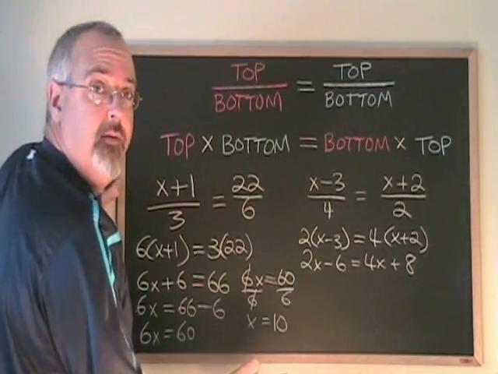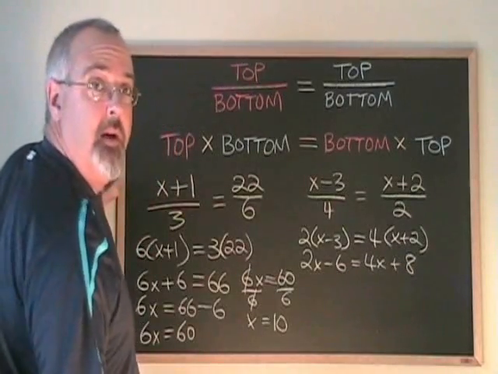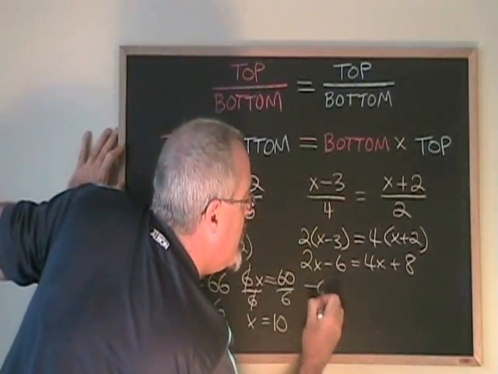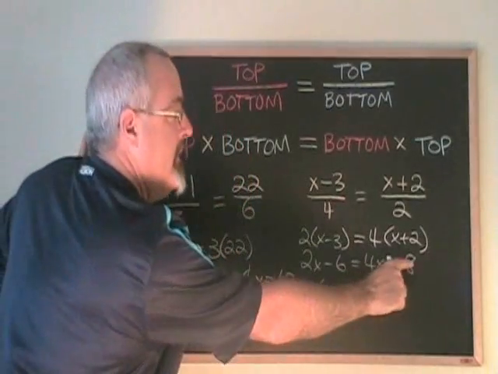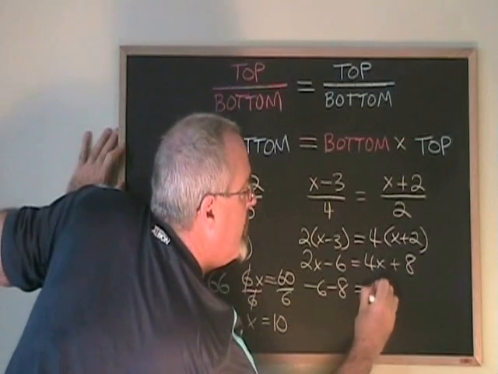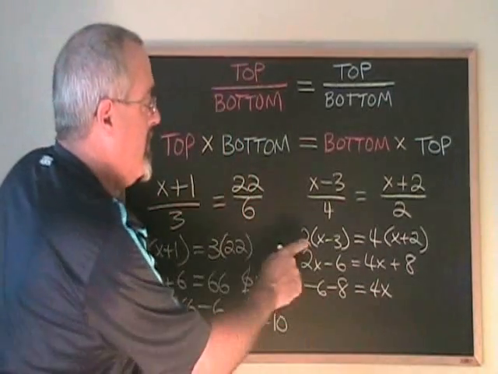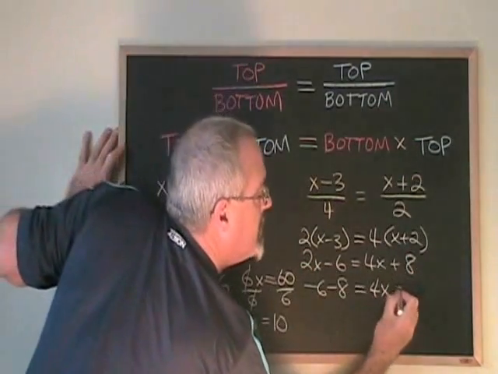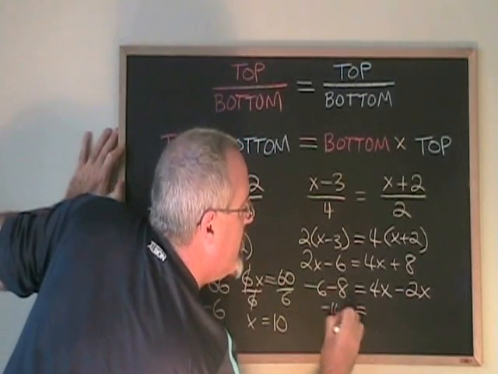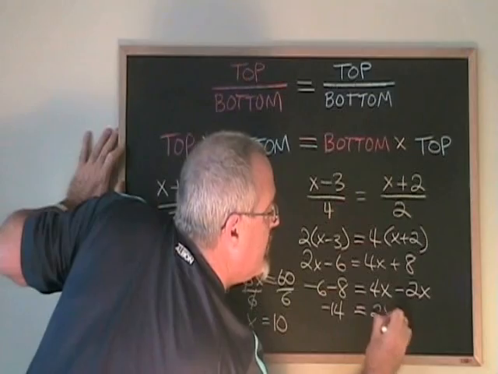Let's get all of the x's to the right side this time, and all of the numbers to the left side. So I keep my negative 6 here. If I move the 8 to the other side, it becomes minus 8. I'll keep my 4x here. If I move the 2x to the right side, it becomes minus 2x. This becomes negative 14 equals 2x.